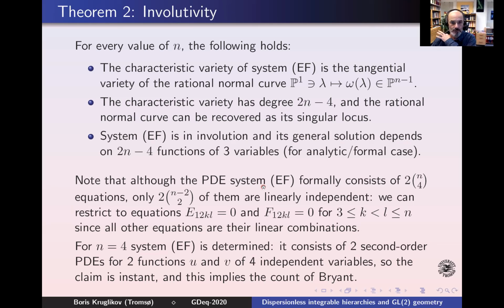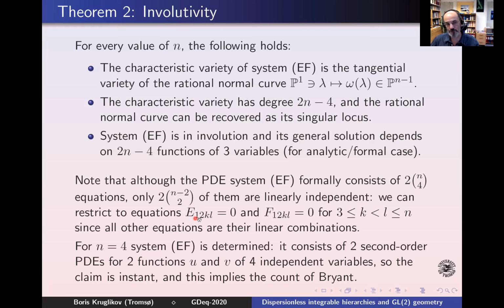Now some counting. Formally, if you look at the system of PDEs AF, it formally consists of n choose 4 E equations and n choose 4 F equations, right? Because every E has 4 indices, I, J, K, L, and they are ordered. There's Q in them, so we have this, right? But they are algebraically dependent. So only this number, 2 times n minus 2 choose 2, of them are linearly independent.